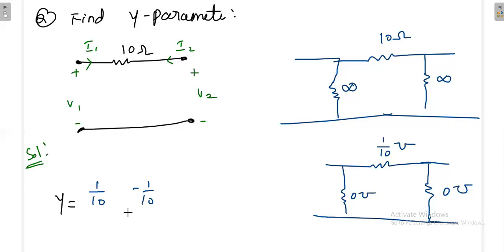Again, this will be repeated. Once again, minus 1 by 10. Now you add these two. 1 by 10 plus 0. That is 1 by 10. Okay, so this is the answer. Yes, okay. Or otherwise, you try with some other method.